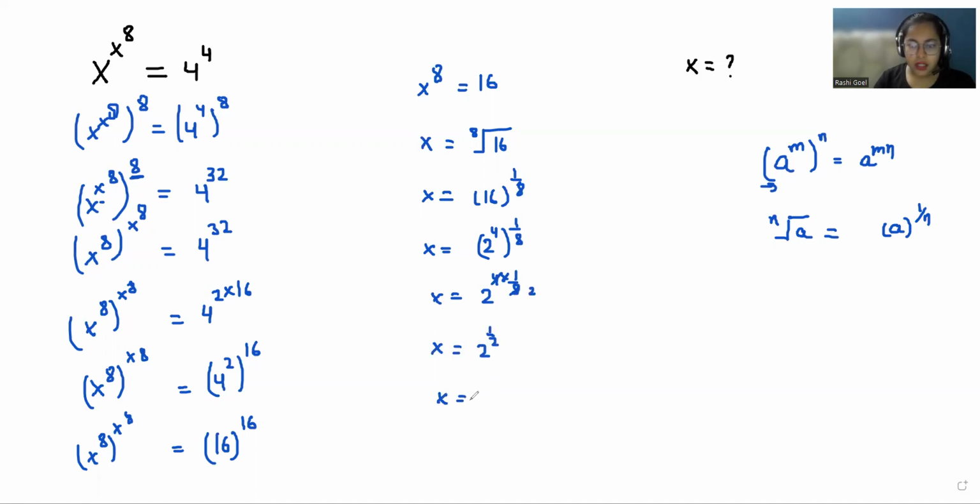Or we can write it as x is equal to plus minus square root of 2. All these things come in plus minus, because here we removed the even power. So the final value of x is plus minus square root of 2.